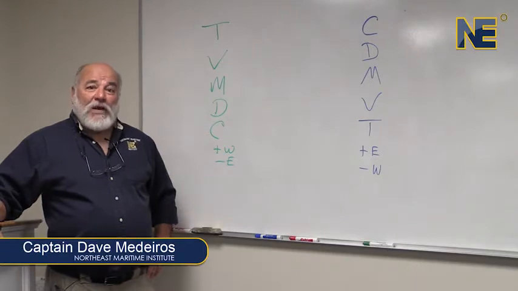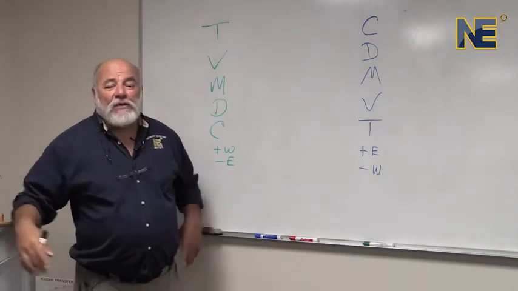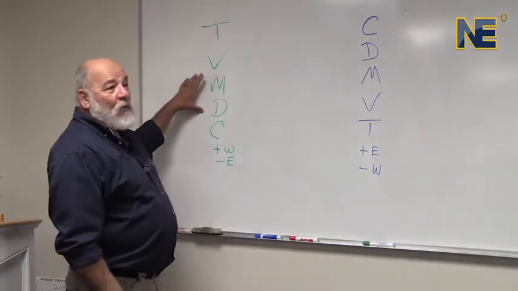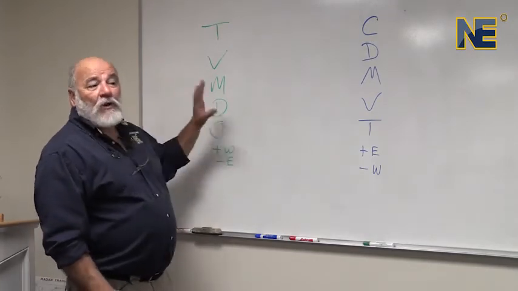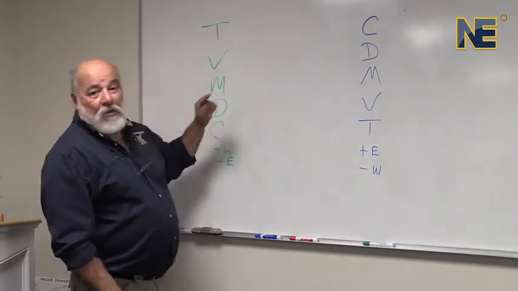So we're going to talk about compass error. What is compass error? Compass error is combining the deviation and the variation and coming up with a quicker, shorter way to go from true to compass or compass to true.